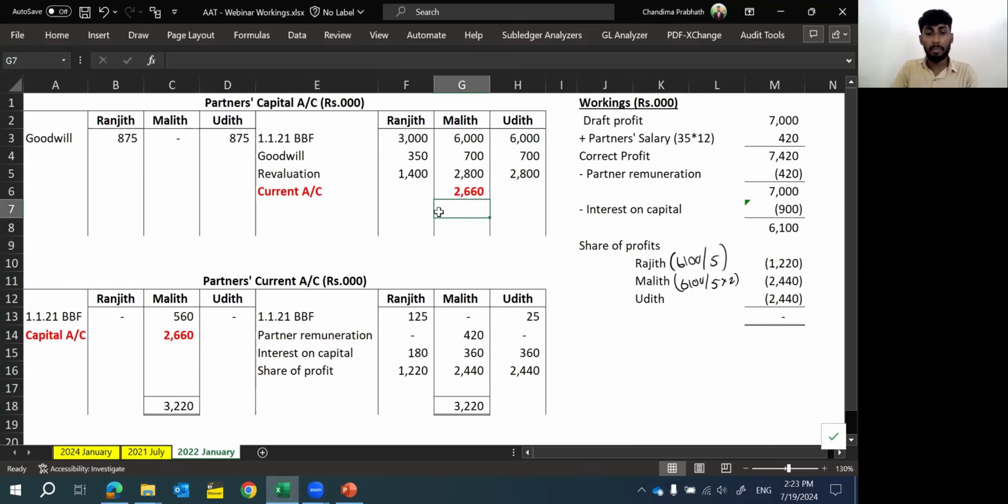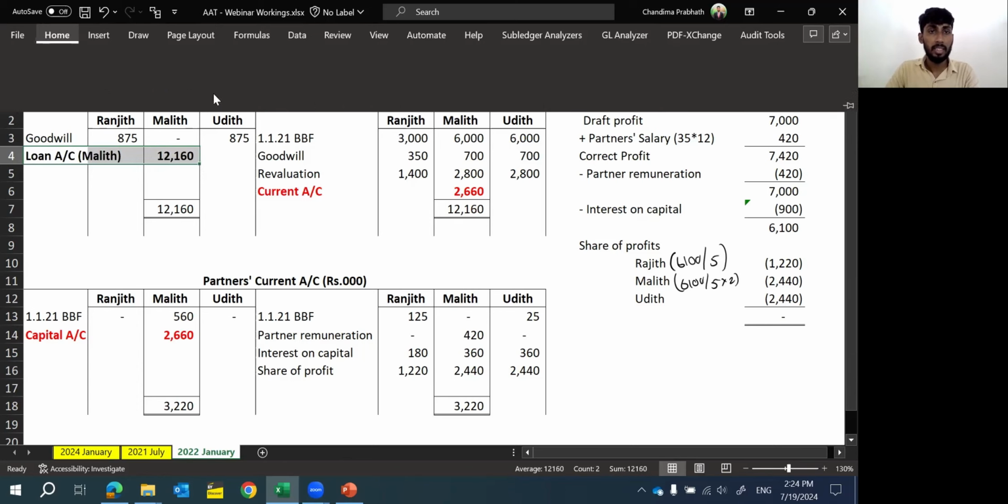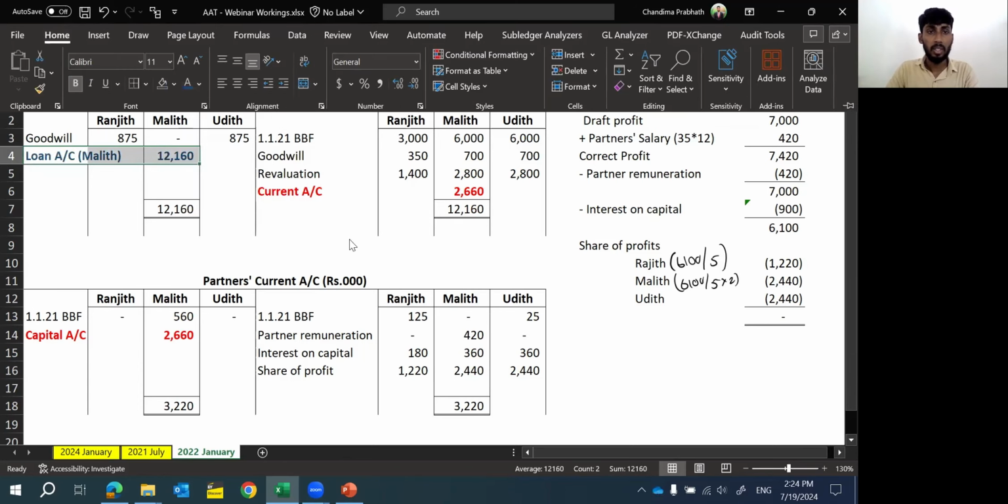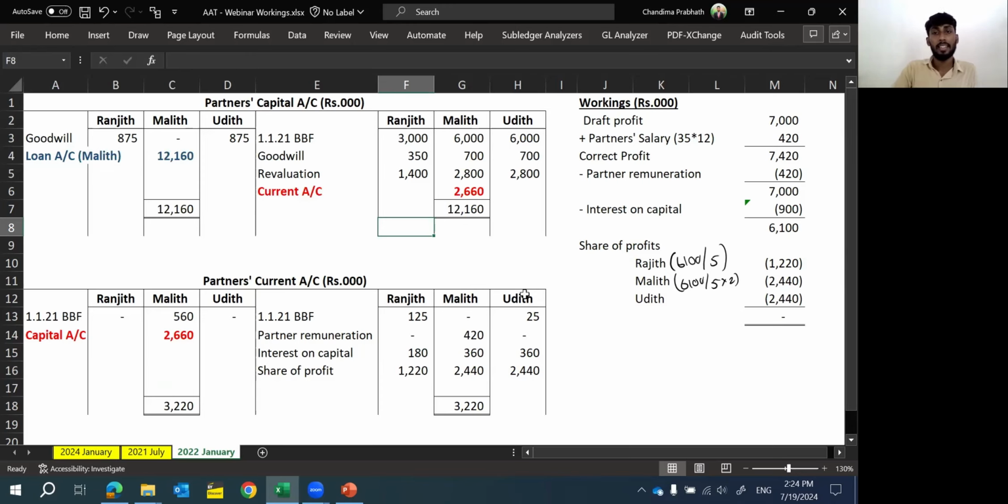So the entire amount will be transferred to a loan account. Now I am balancing off Malit's account. 12,160. This entire 12,160 will be transferred to Malit's loan account, a loan account in his name. So we will put it like this. Loan account Malit. Okay. Done. That's all. Now you can balance off the other ledger accounts.